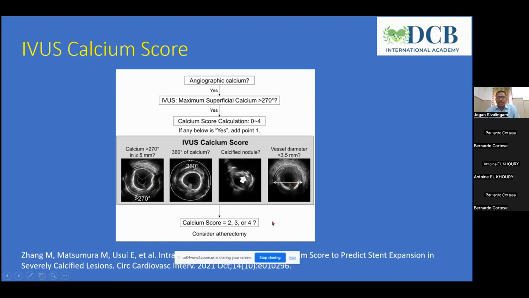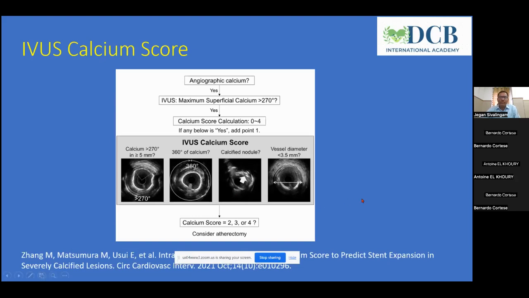So this was actually a retrospective study. From this, what they found out was if the calcium score is more than or equal to 2, then usage of atherectomy yields better stent expansion and good results. So suppose if there is calcium nodule, it gets 1 point, and the vessel diameter is less than 3.5, it becomes 2 points. Likewise, 360 degree of calcium and nodule means 2 points. So anything more than or equal to 2 points means atherectomy yields better results, better stent expansion. That was found in this study.